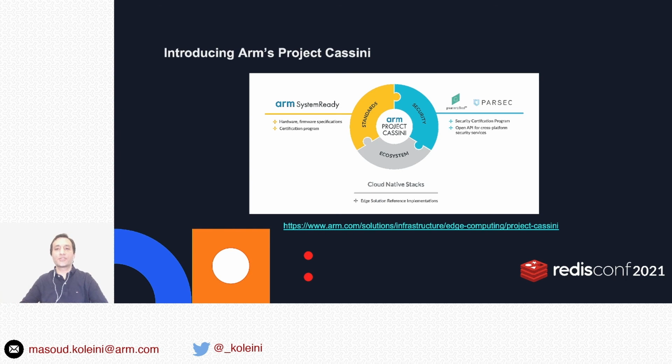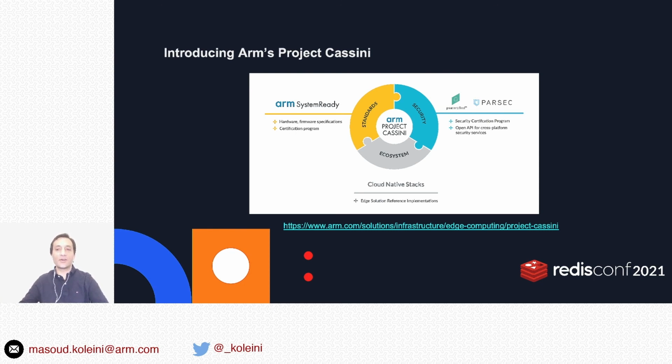I talked about Project Cassini in the previous slide. Project Cassini is a collaborative initiative covering standards, platform security, and reference implementations with cloud-native standards at the edge. That helps users to deploy their applications on the edge and connect them to the cloud in a secure manner. We have many partners joining the Project Cassini ecosystem. That allows users to run their applications on different platforms without experiencing any difficulties.